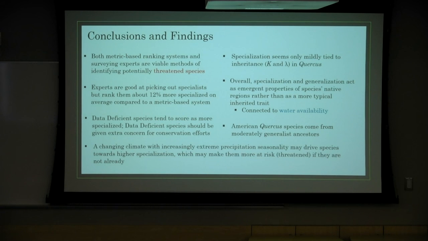And finally, considering a changing climate, you might want to give even more attention towards species that are already specialized. Because as precipitation becomes more seasonal, as weather patterns become more extreme, species that are already specialized are going to be even more threatened. And species that aren't currently threatened might start evolving towards specialization to cope with the changes and therefore become more threatened later.